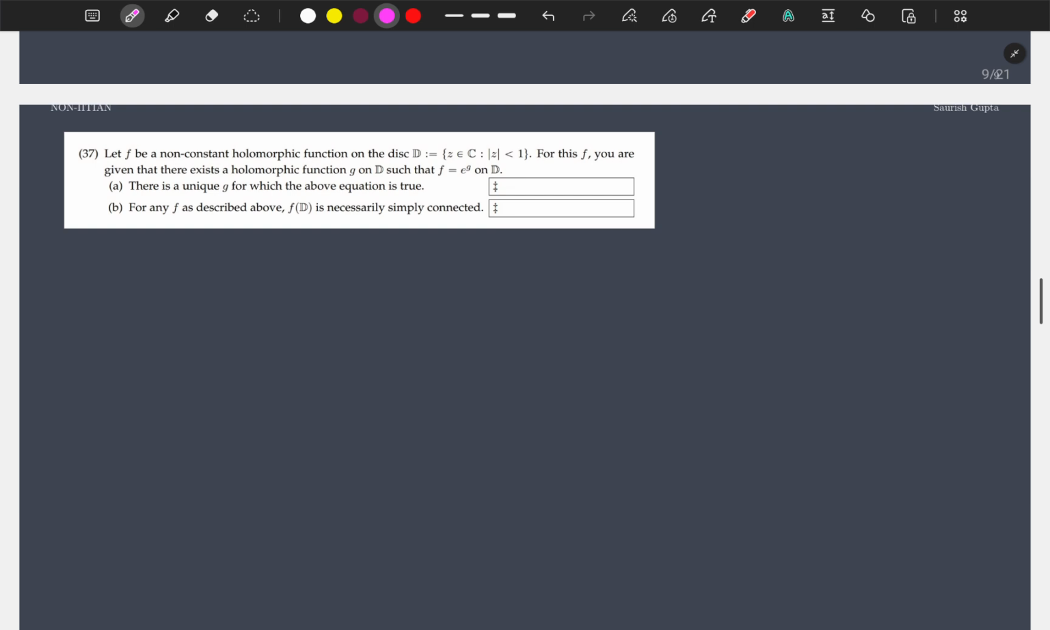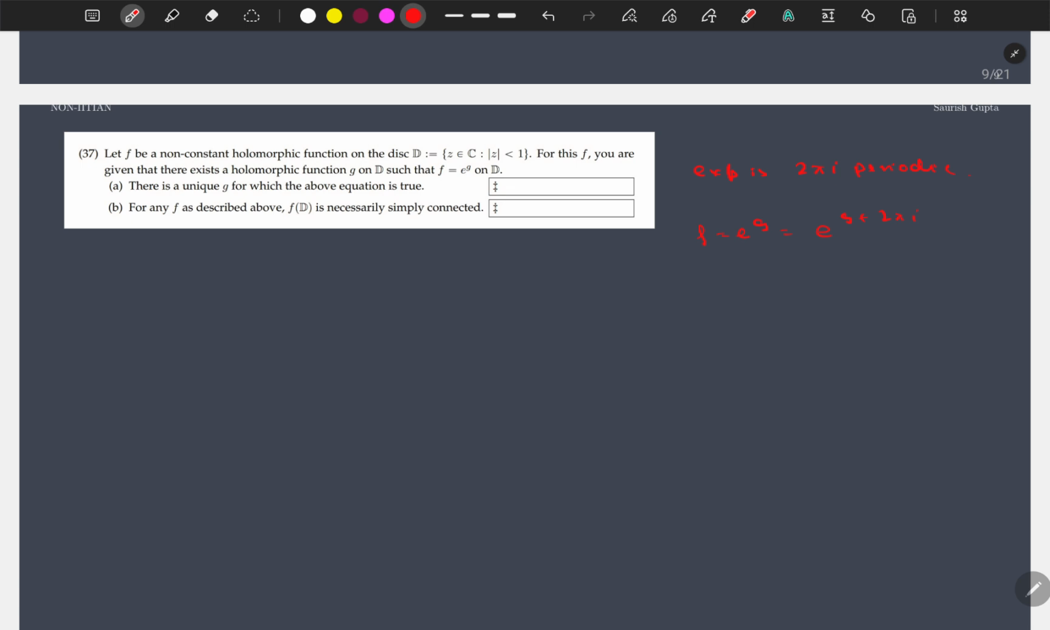Let f be a non-constant holomorphic function on the disk D. For this f, you are given that there exists a holomorphic function g on D such that f is equal to e to the power g. Is there a unique g? No, it's not unique, immediately from the fact that the exponential is 2 pi i periodic. If f is equal to e to the power g, then it should also be equal to e to the power g plus 2 pi i.